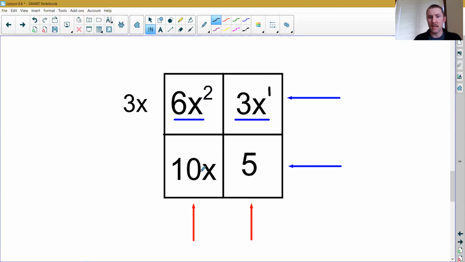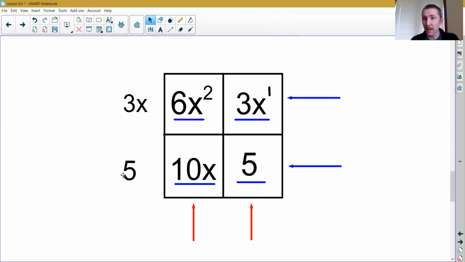Okay, now I'm going to do the same thing, but for this bottom row. Okay, I'm going to do this, 10x and 5. So again, I'm going to think first about the numbers. I see a 10 and I see a 5. What number can I divide both of those by? A 10 and a 5. Well, I can divide 10 and 5 both by 5, and that's the biggest number that I can divide them both by. So I got to move that over where it's supposed to be. Okay, so 5.